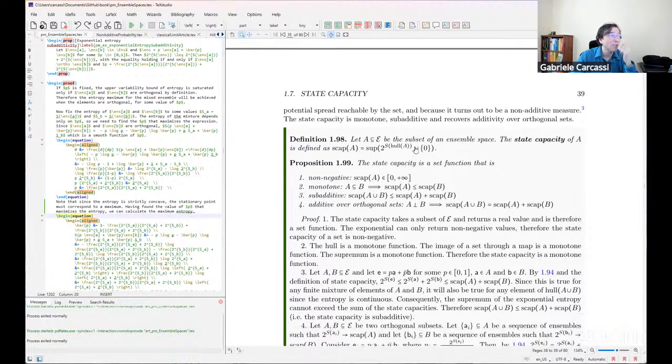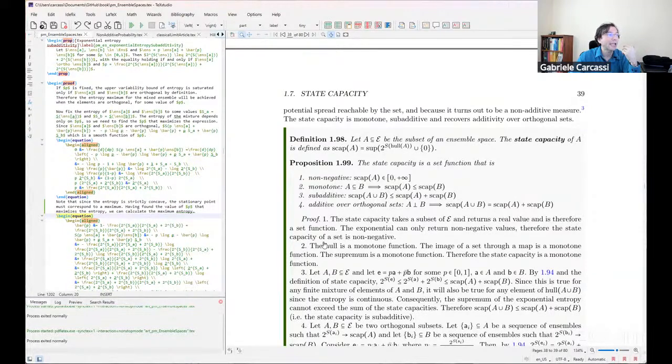decent way. Okay, so from this definition, at the end of the day, it's not very difficult. We just get all the exponential entropy that we get from all that. We can prove this nice feature. The state capacity is a set function, meaning that it takes a set of ensembles and it gives you a number. And that set function is non-negative, meaning that it returns a number from 0 to infinity. And the proof of that is simple.